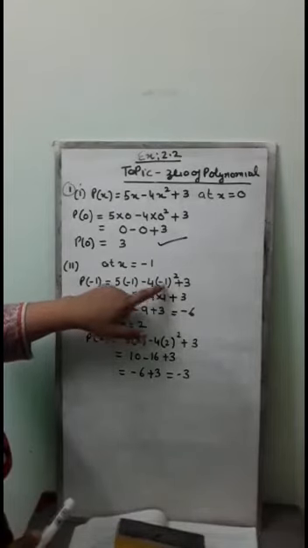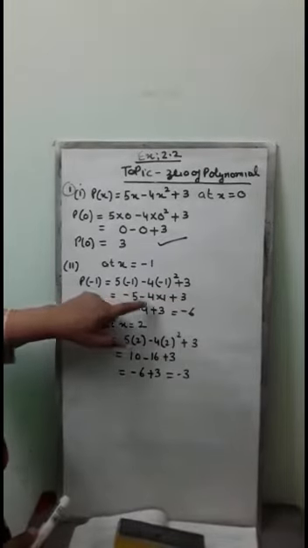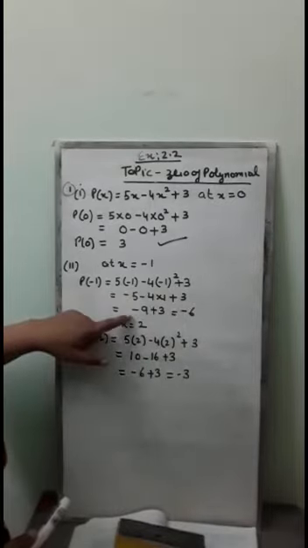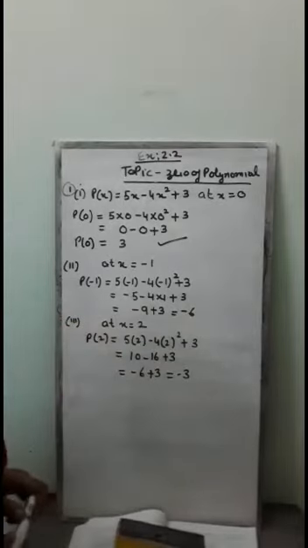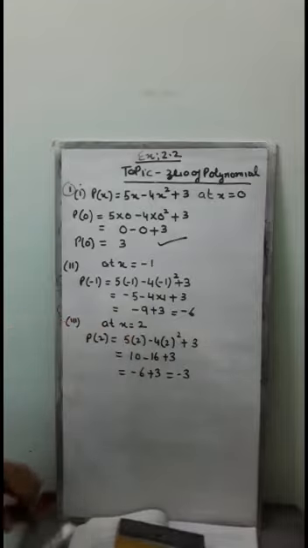Minus square is plus, 1 square is 1, plus 3. Now you will get minus 5, minus 4 plus 3. It will be minus 9 plus 3. Your answer will be minus 6. Clear? Now finally we will find third part at x is equal to 2.